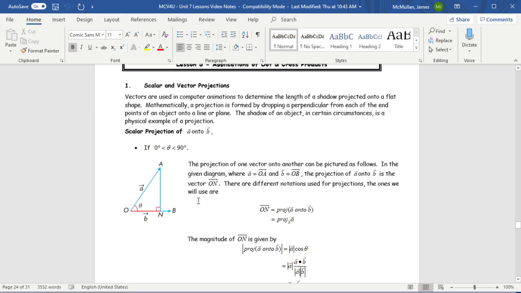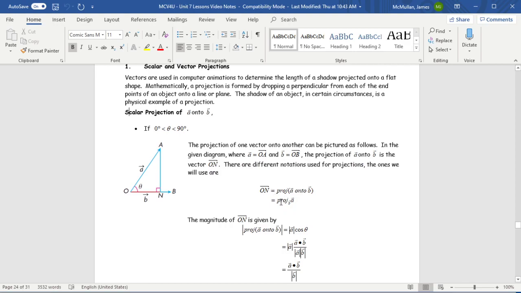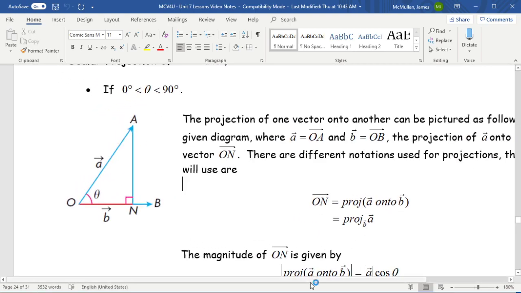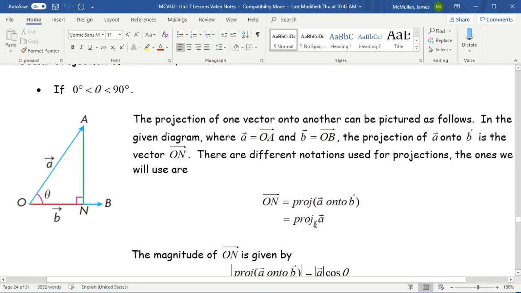The projection of A onto B is the vector ON. That makes sense, right? OA, OB, and then ON would be the projection. There are different notations, but the one we use is this one. You write proj. Let me zoom in on this so we can see it more clearly. You write proj, the vector you're projecting onto gets a subscript, and the vector you're projecting is up in the main line. So how you read this is the projection of vector A onto vector B.